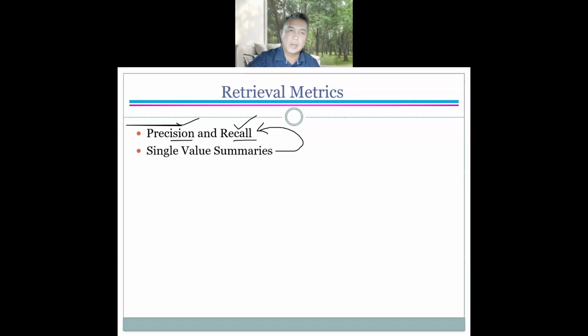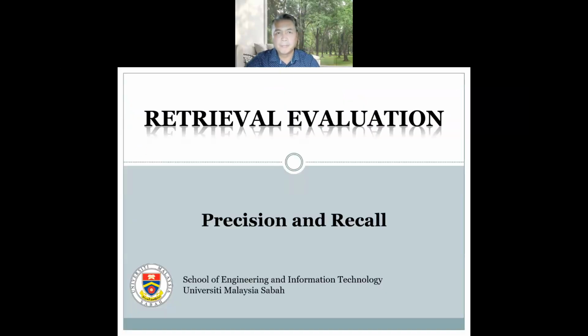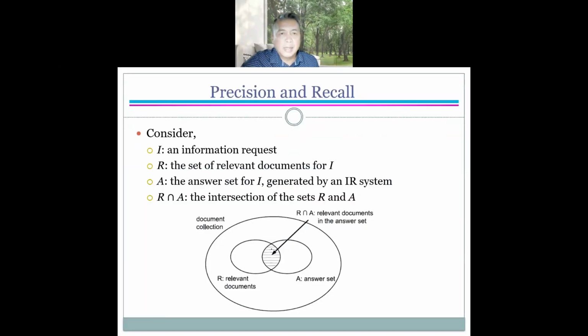Okay, so let's take a look at what precision and recall are. In order for us to define precision and recall, we need to have a few pieces of information. The first thing is the information requested by the user I. Then we also have R, which is the set of relevant documents with respect to I, and also the answer set of I generated by the IR.